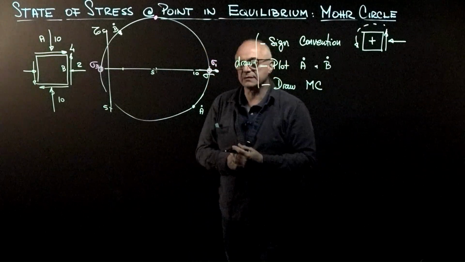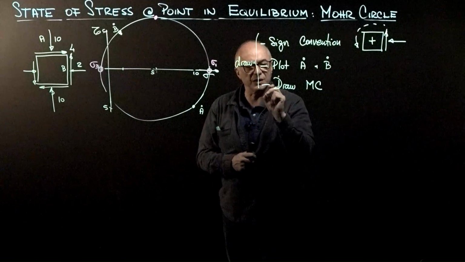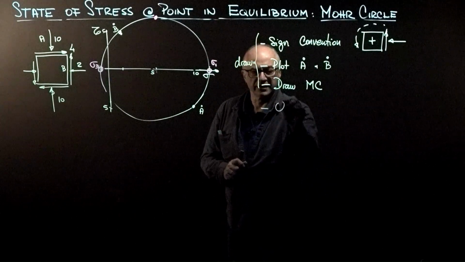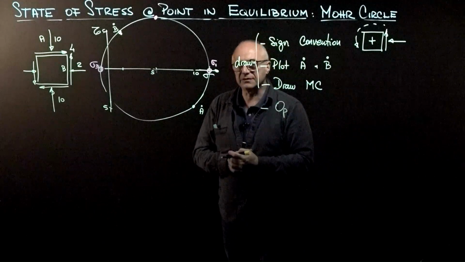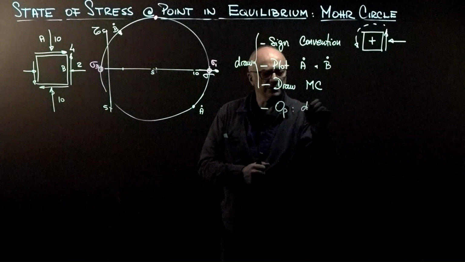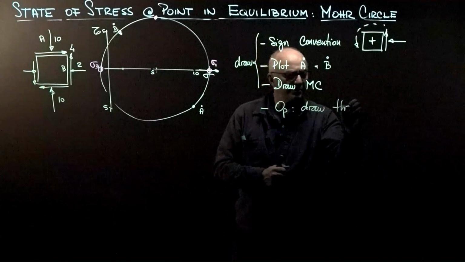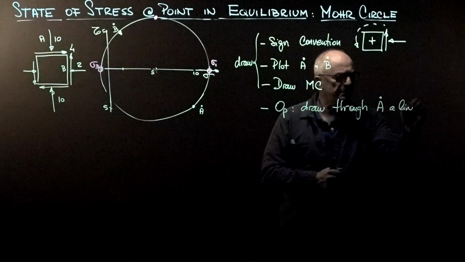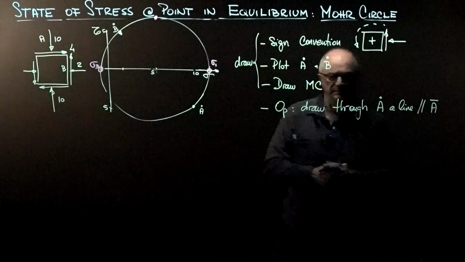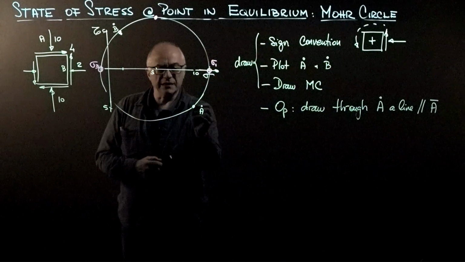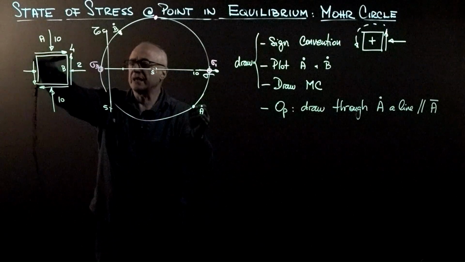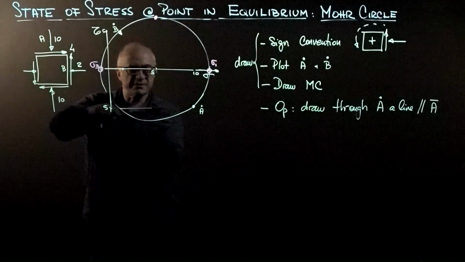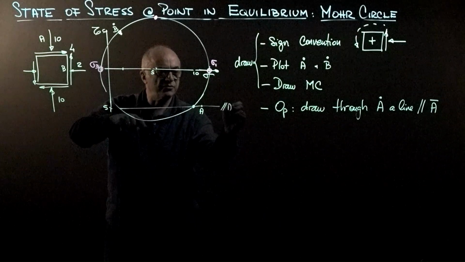The next one is to use it, and to use it we have one important element. We need to identify the origin of planes. The origin of planes is identified as follows. Draw through point A a line parallel to face A. So we draw through point A a line parallel to face A. Face A is horizontal, so we draw a horizontal line, and it's going to intercept somewhere here. This line is parallel to face A.